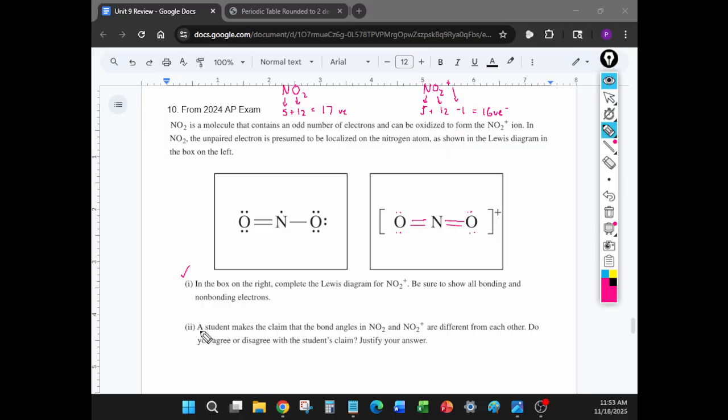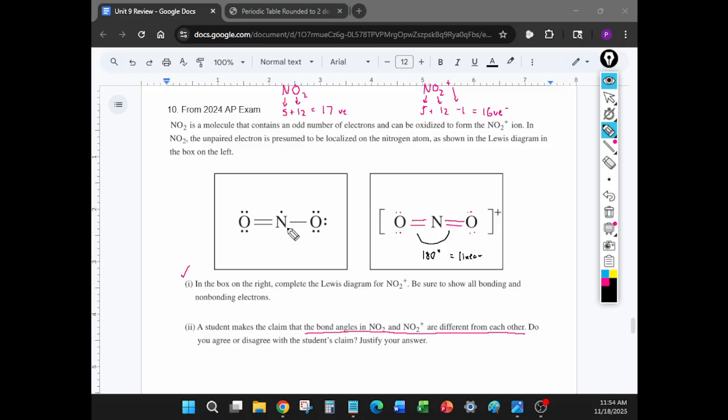Now, for 2, you need to evaluate a statement. Basically, the statement is that the bond angles in NO2 and NO2 plus are different from each other. So let's start with NO2 plus because this is the one that's really easy. What is the bond angle here? Yeah, 180. It's just linear, right? It's just a straight line. So this is 180 degrees because it is linear.